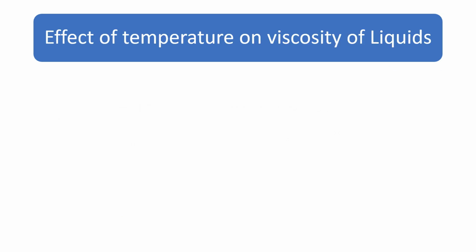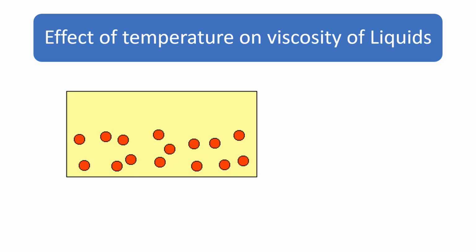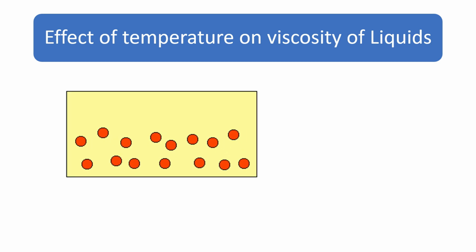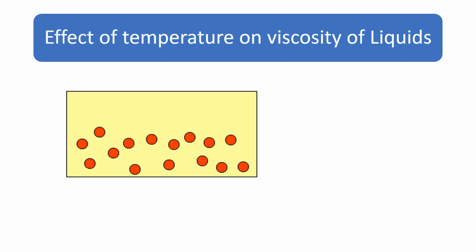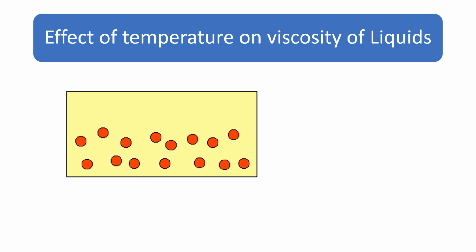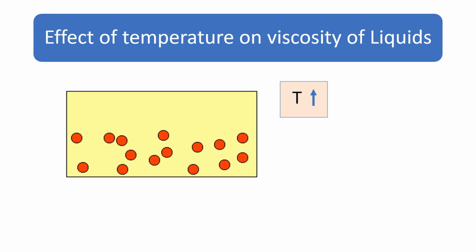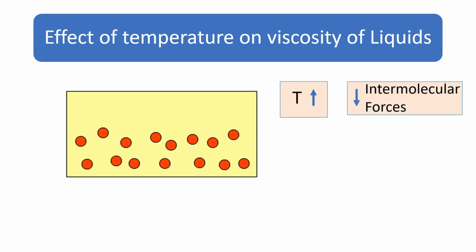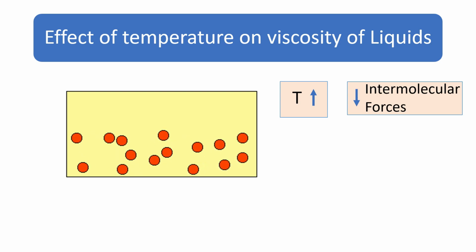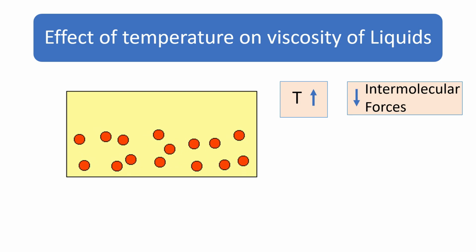So what is the effect of temperature on the viscosity of a liquid? You can see here, the viscosity in a liquid is due to the intermolecular forces. As the temperature increases, the intermolecular forces will get reduced. So the viscosity will also get reduced in the case of a liquid, because viscosity is due to the intermolecular forces. As intermolecular forces are reduced, viscosity will also get reduced.